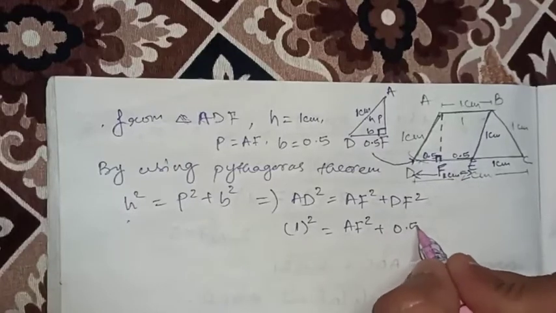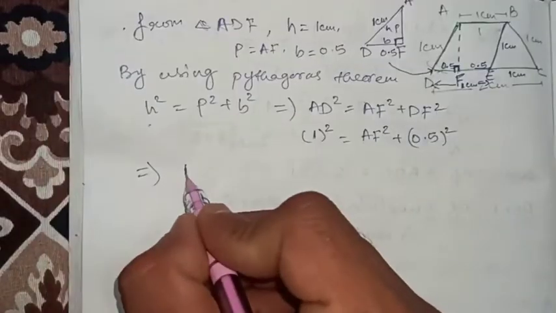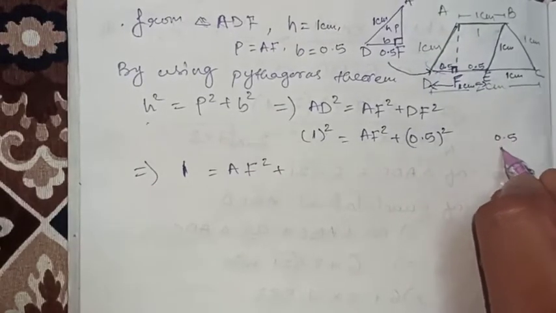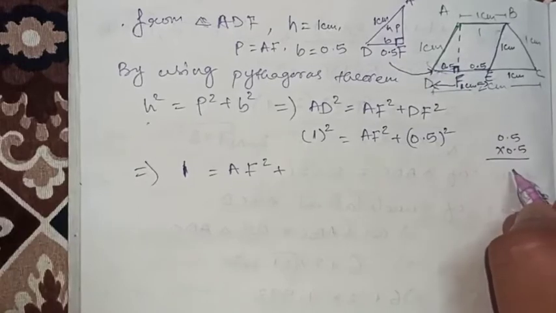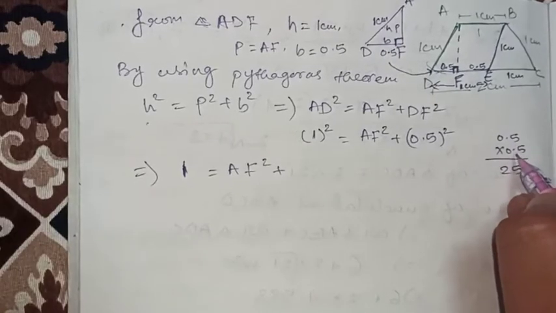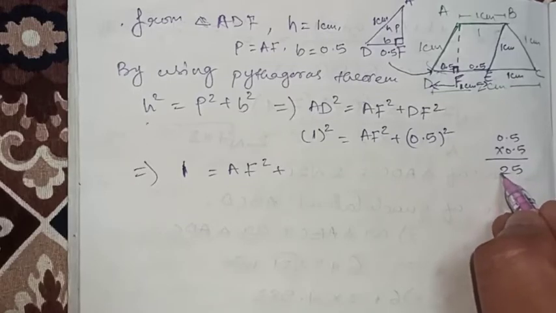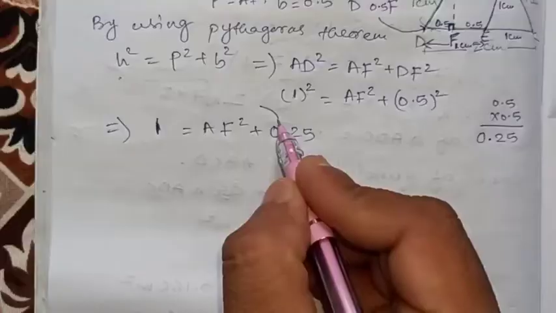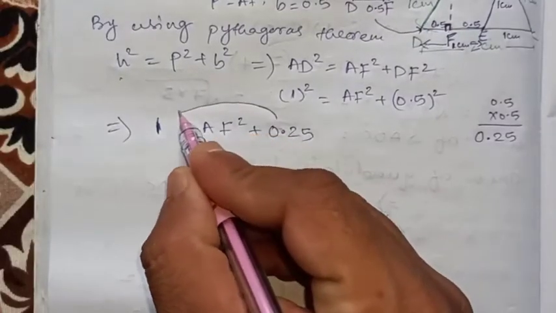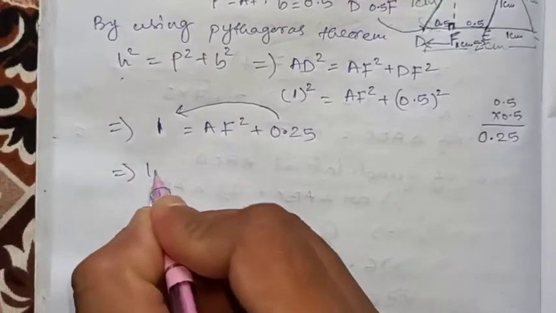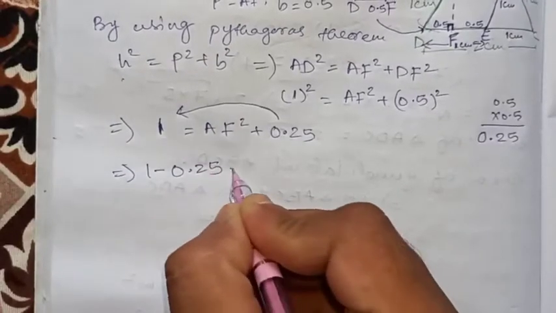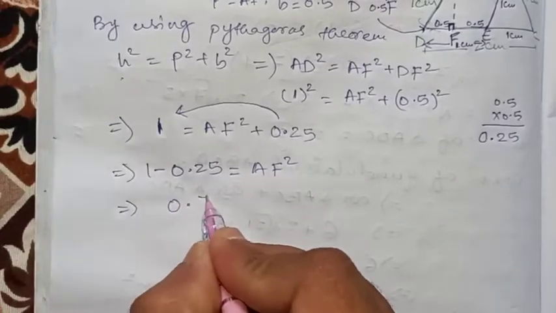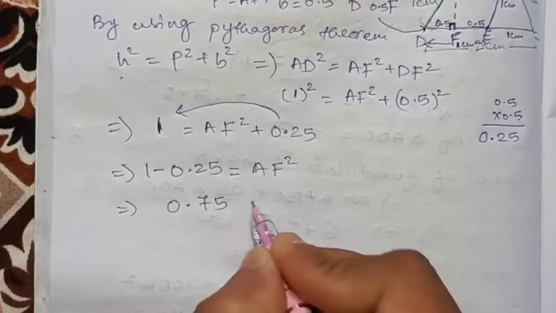DF is 0.5 square. Okay, 1 square is 1, AF square plus 0.5 into 0.5. 5 5s are 25. After decimal one number, after decimal one number. That means total two numbers. So before two numbers put decimal. So it will become 0.25. Now we will take 0.25 that side. We will get 1 minus 0.25 equals to AF square. Okay. 1 minus 0.25 is 0.75. Like 100 minus 25 is 75.